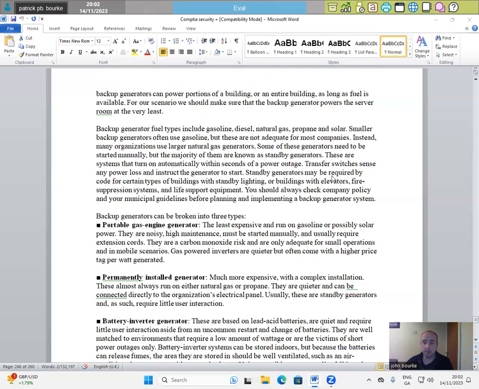Standby generators may be required by code for certain types of buildings with standby lighting, or buildings with elevators, fire suppression systems, and life support equipment. You should always check company policy and your municipal guidelines before planning and implementing a backup generator system.